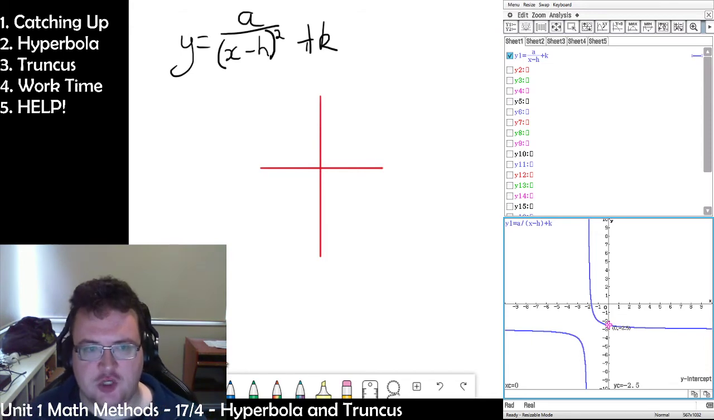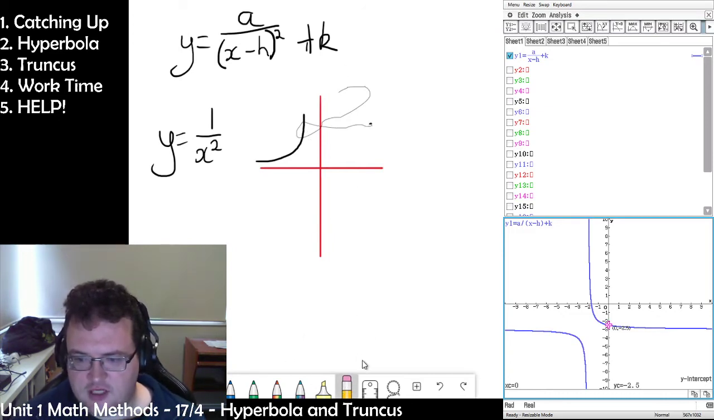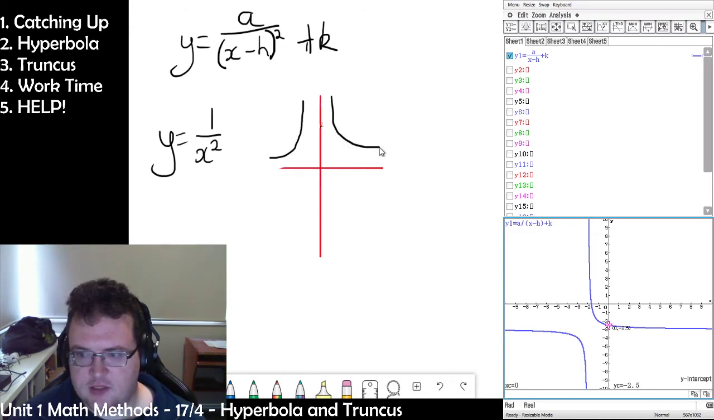And a graph of a truncus of this form, so we'll assume h is 0, so this is going to be y equals 1 on x squared. And the graph will look something like this, like a tree trunk.